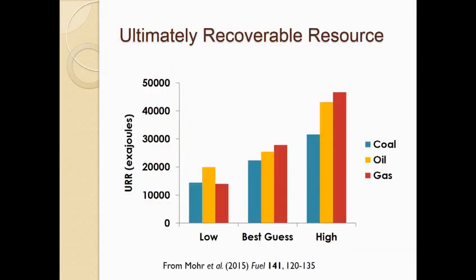Now, without paying too much attention to the numbers, these are in exajoules, which is 10 to the 18 joules. The high scenario ends up with about 2.5 times the energy as the low scenario. The best guess is about a third of the way from the low to the high, based on our estimate of each country's individual resources. That's the ultimately recoverable resource. It's smaller than the known carbon resources that are in place. It's our best estimate, well, our 3 best estimates, if you like, of how much might be extracted.